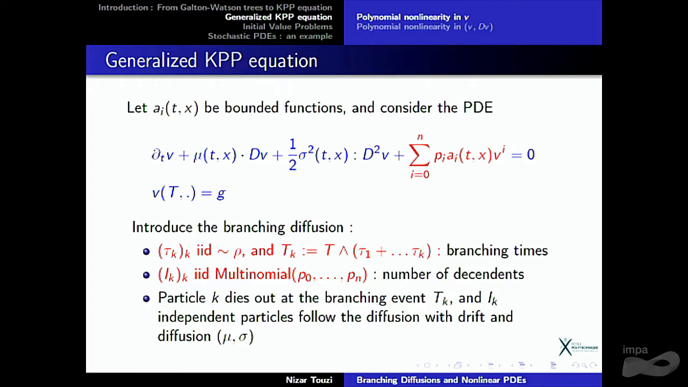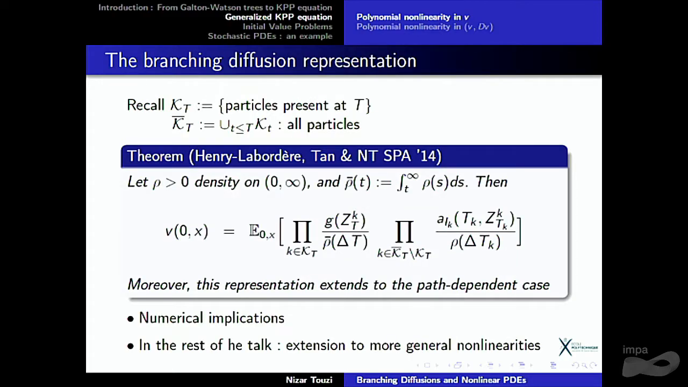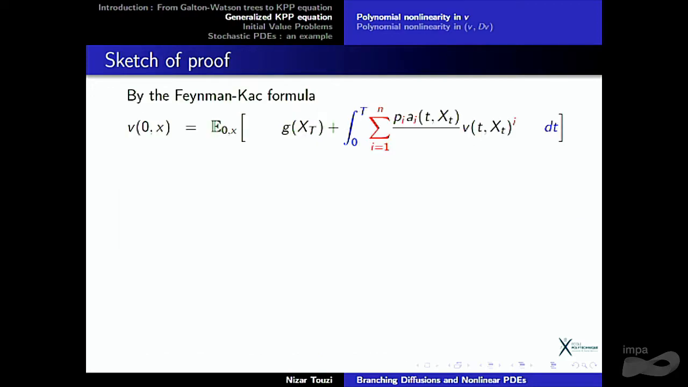And again, I work with the diffusion with drift mu and volatility function sigma. Okay, so the idea is to start from this PDE and to treat the red nonlinear term as a source term. Forget that there is a v there. Let's take it as if it is a general function of t and x. If you think about this term as a function of t and x, then you have a representation of the solution in terms of the Feynman-Kac formula. So that's the starting point.